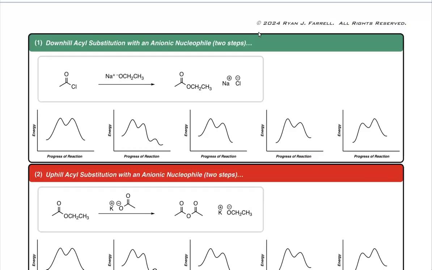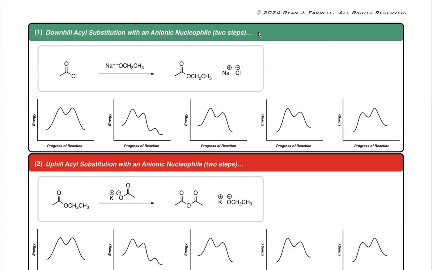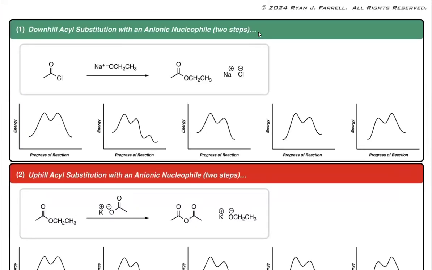In this video, we're going to go through the energy diagrams that we could possibly see for carboxylic acid derivatives. Looking at the first example, we're going to be looking at a downhill acyl substitution reaction with an anion nucleophile. So we're starting from our acid chloride and we're reacting with NaOCH2CH3, and that's preparing an ester.